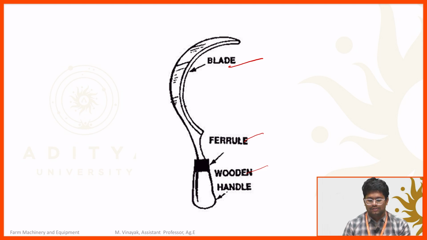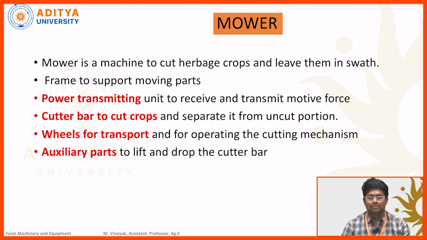By using sickles only, we can harvest the crop. By using the tractor, we come under tractor-drawn and animal-drawn reapers as well as mowers. So we can look at the mower. The mower is a machine to cut the herbage crop and leave it as a swath.